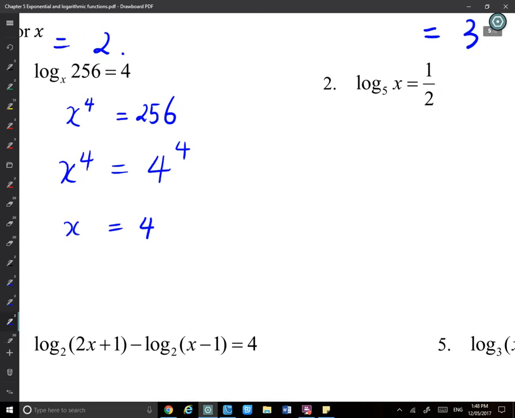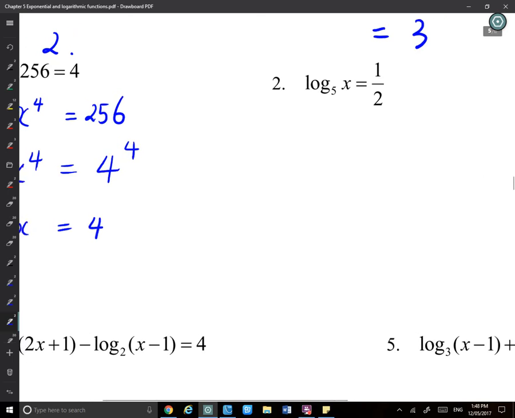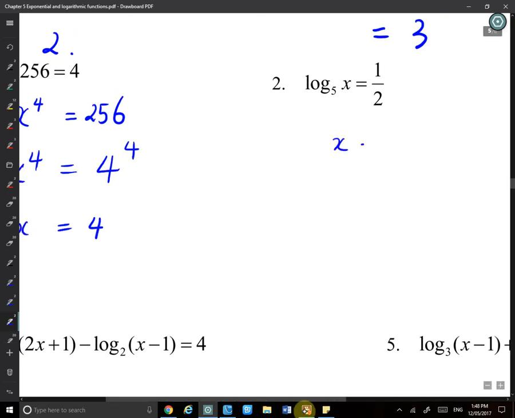Next, log 5 of x equals a half. So what does x equal? x equals 5 to the power of half. And x will be root 5.